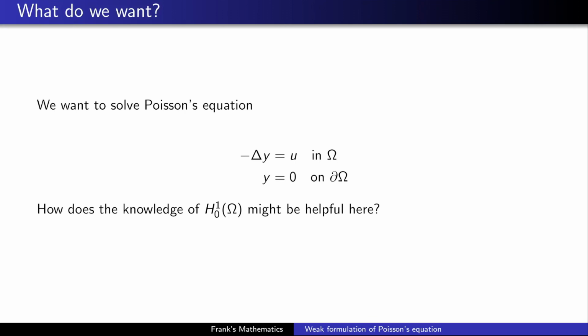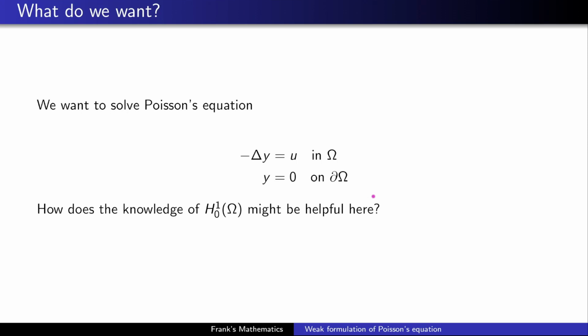Okay, we're now a couple of minutes into this video and we have learned a lot of technical stuff. We have learned about H01, Sobolev functions, test functions, distributions, and many more. But what do we actually want? We want to solve a Poisson's equation. You can see it here. So how is the knowledge of H01 helpful here? Well, we're close, but we're not already there.